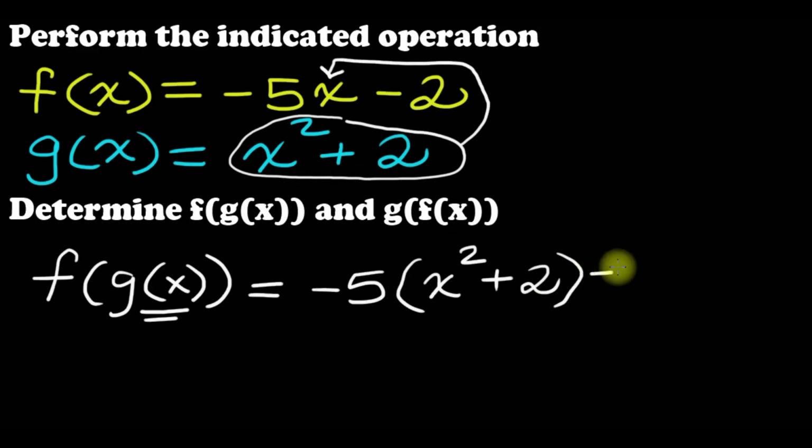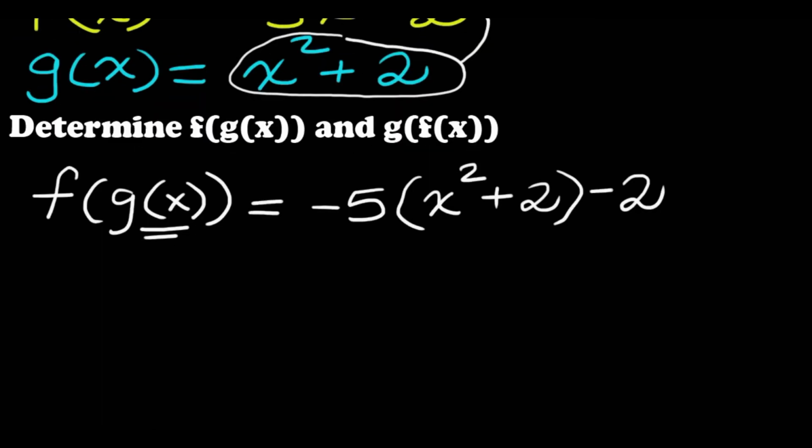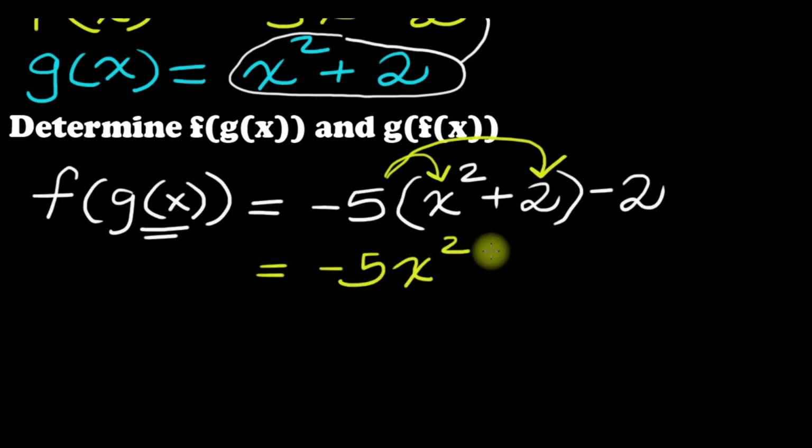Okay, and then you take away 2 from that. So now we just have to simplify. Here we have to distribute the -5 to get rid of that parenthesis. So -5 times x squared, and then -5 times 2. So it's going to look like this. -5x squared. Okay, and then -5 times +2 is -10. And then we bring down the -2.